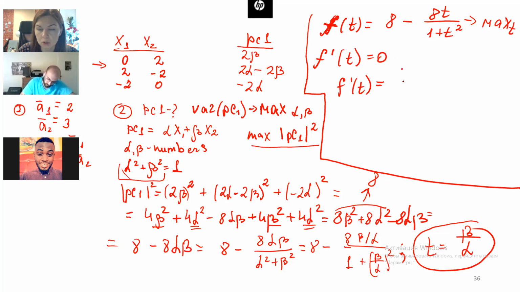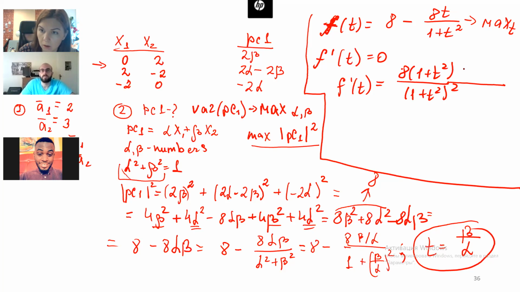As you remember, the numerator will be squared here, and we need the first derivative of the numerator, which will be 8 multiplied by this. After that, we take the derivative of the upper value. It will be 2t multiplied by the numerator, like this. So it should be equal to 0. The denominator could not be equal to 0.